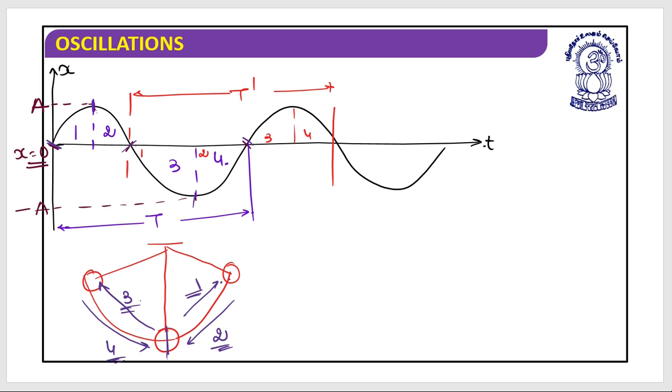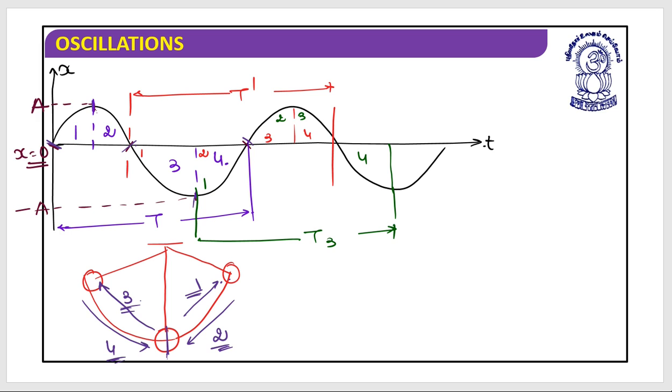If someone asks me that my cycle is going to begin from this point, then what I will do is, it's a first, second, third, and this is fourth. This is the time period. Let's call this T3. I hope this is clear.